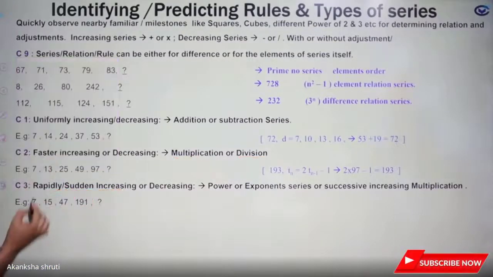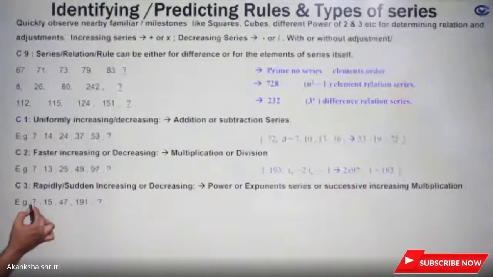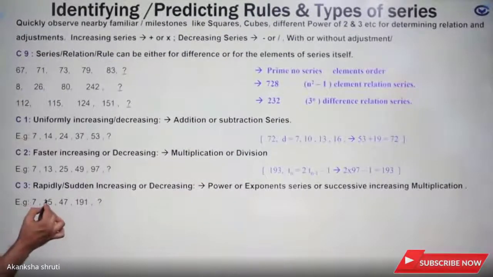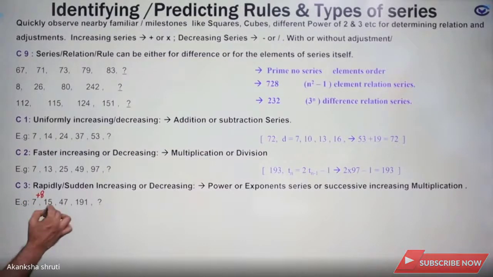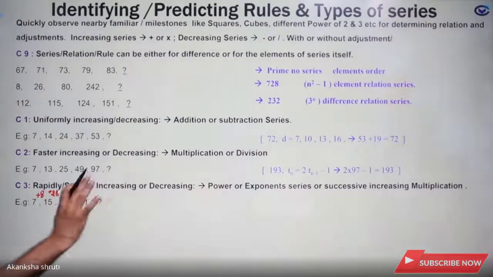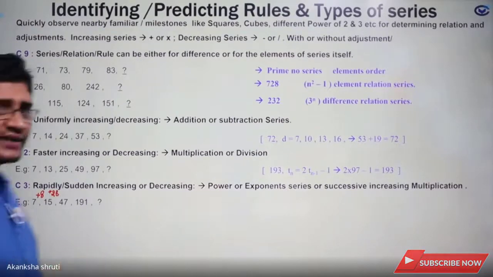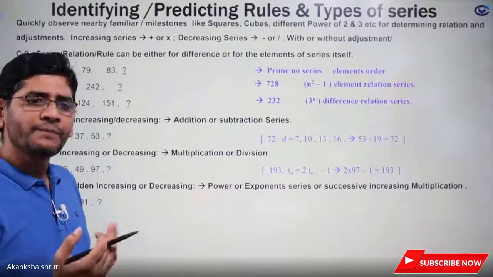What is the rule for this one? If we take the difference, 7 to 15, it is plus 8. 15 to 47, it is 28. Here we are observing that this increase is very, very fast. So this difference is not going to fetch any result. Then what to do? Then we should try with the multiplication series or power series.